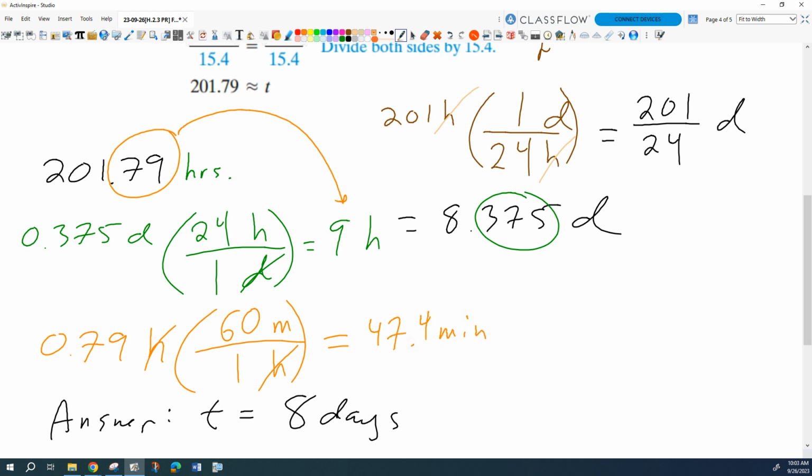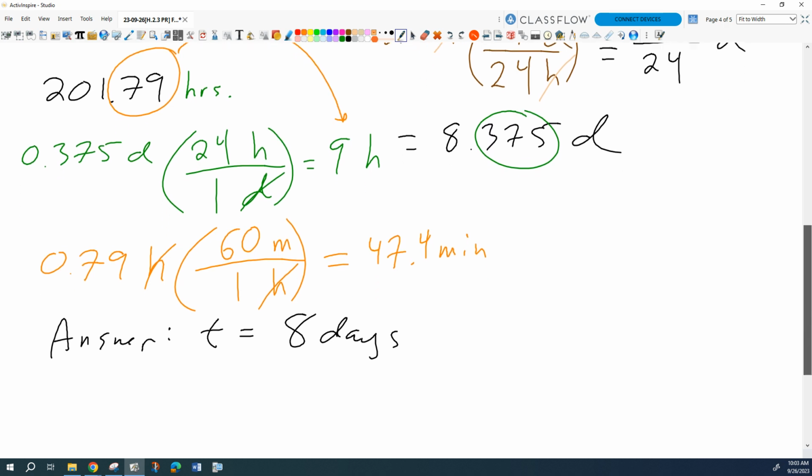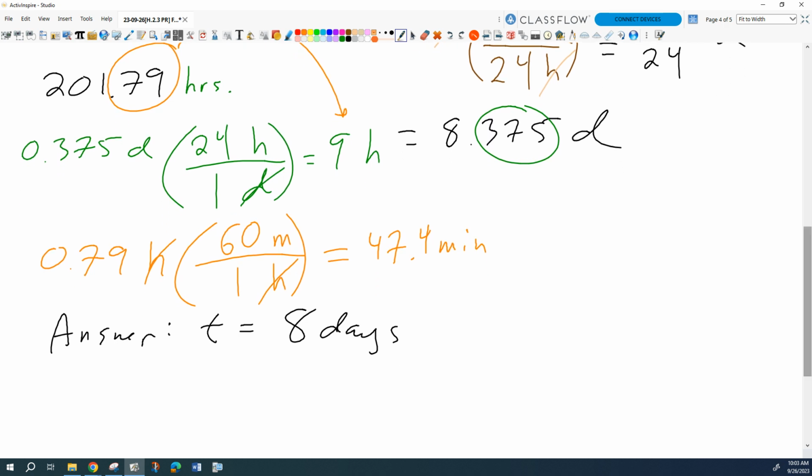Okay. So what have we got then? Well, we've got 8 days. We've got 47 minutes. We've got 9 hours, right? And let's even go one step further than they did. Let's go down to seconds even. I've got this additional fraction of a minute, 0.4 minutes. What would I want to do with that?